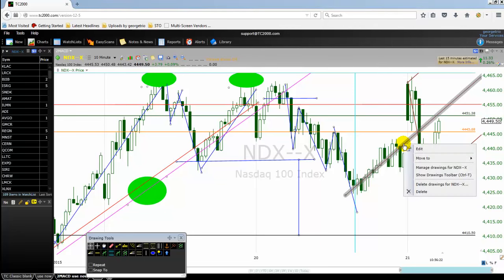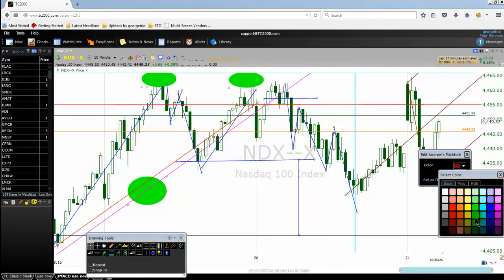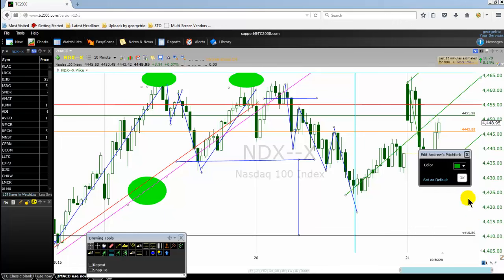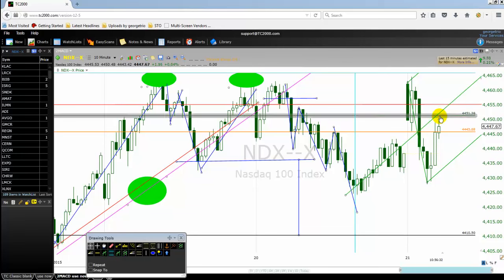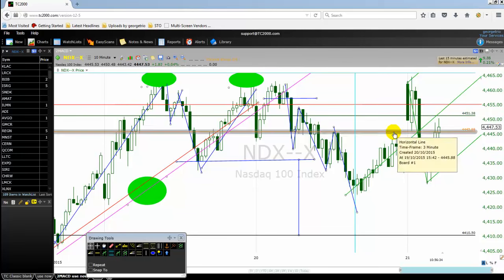I want to sell NASDAQ 100 for scalping purposes on the edge of this Pitchfork tool. What I'll do, I'll color my Pitchfork tool green, so you may see on my chart, that's the green Pitchfork tool here. And I want to sell it after this candle is closed.